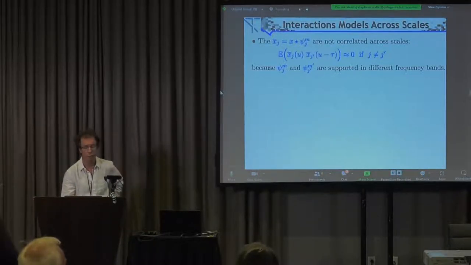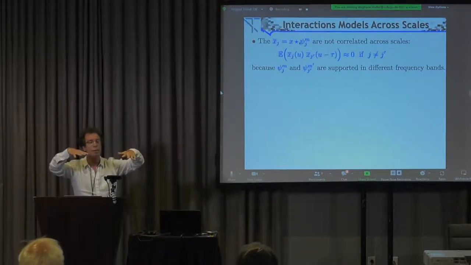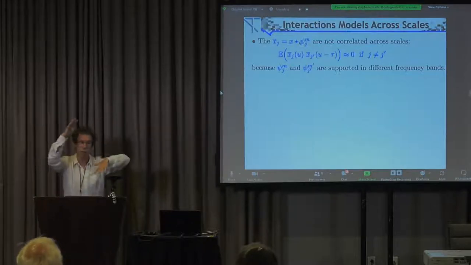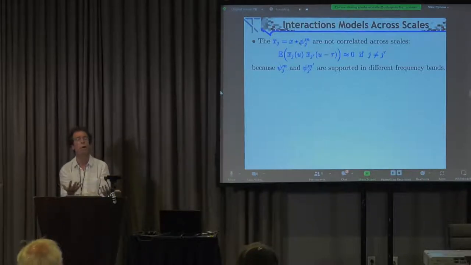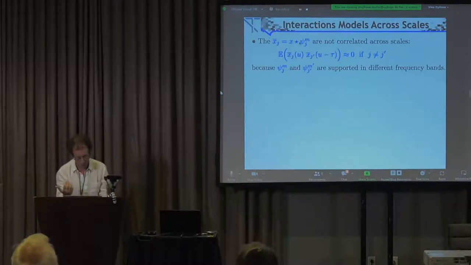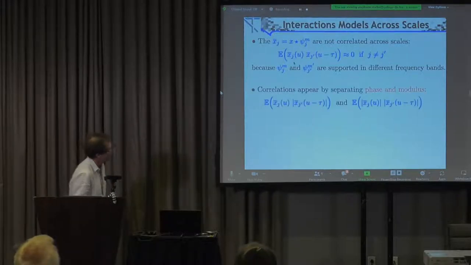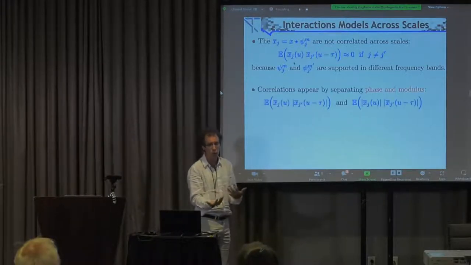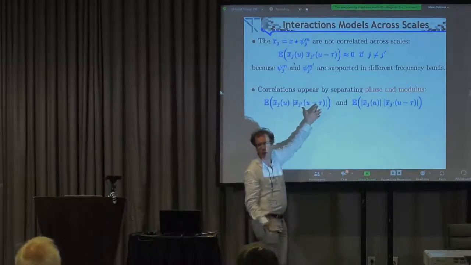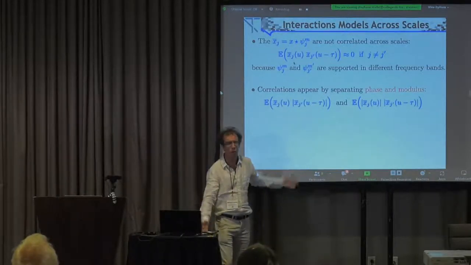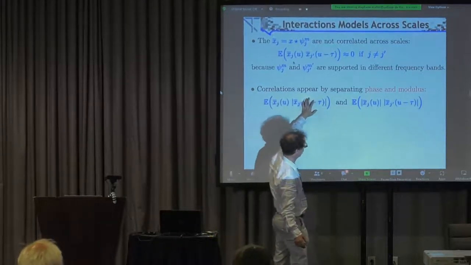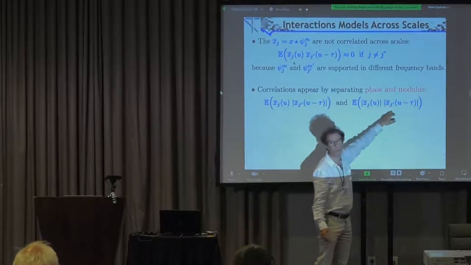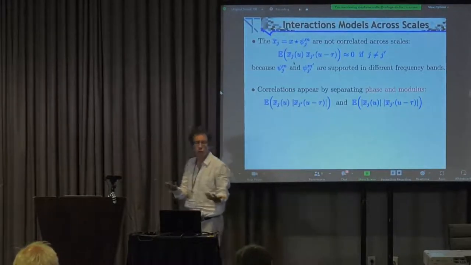What is the difficulty? When you look at data at different scales, they correspond to different frequency bands. They oscillate with a phase which goes at different frequency, so they are not correlated. So any linear model is bound to fail. Now, what you can do is separate the phase and the modulus. If you take the modulus, or you can do it with a rectifier, and in fact we also did it with a rectifier, you can look at the correlation between the coefficients and the modulus, or the correlation of the modulus. These are absolutely non-zero.